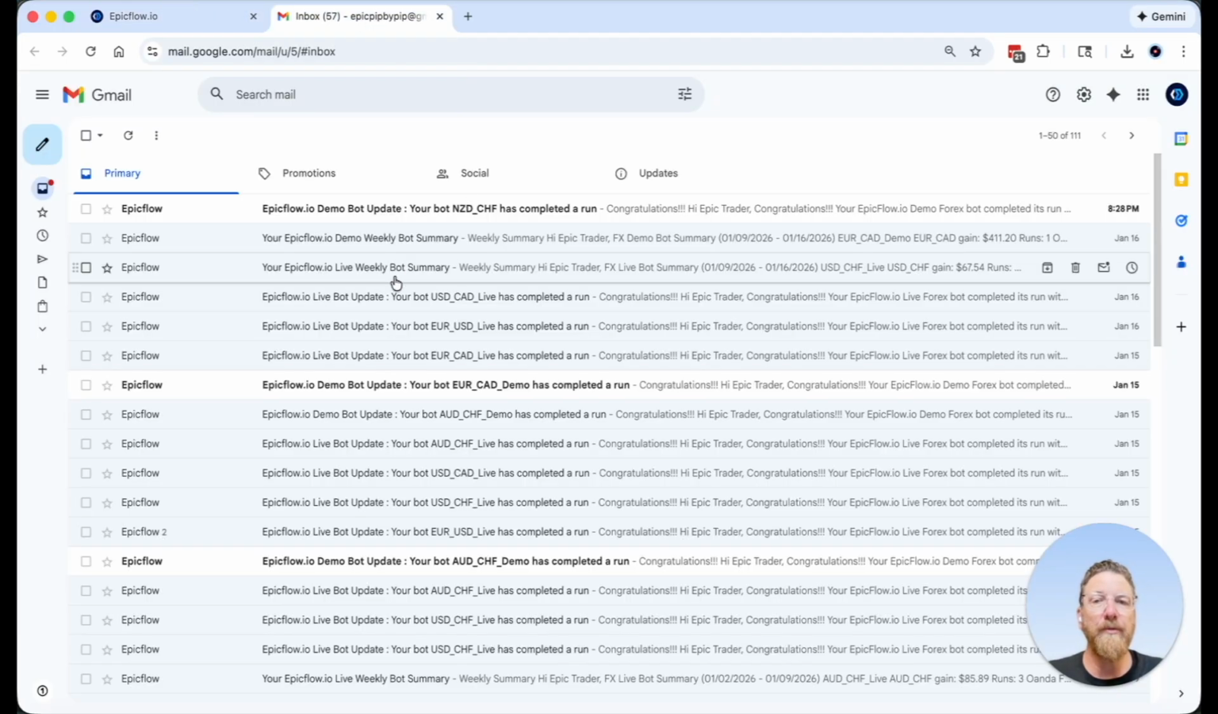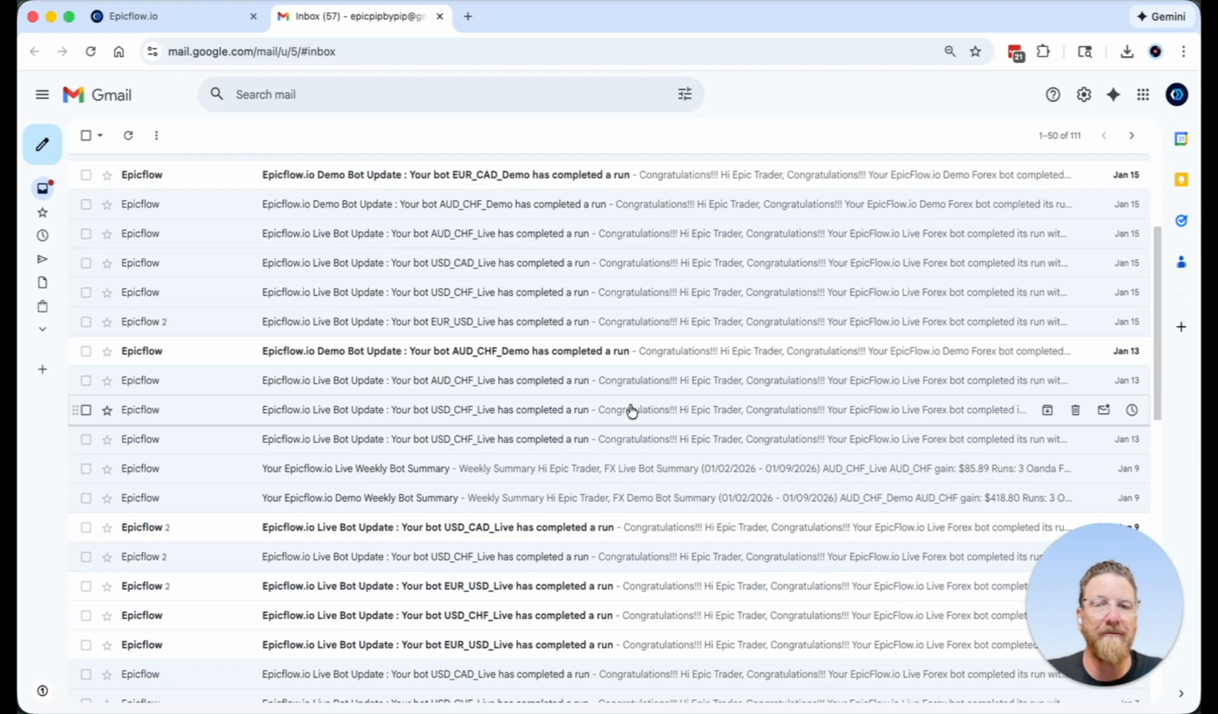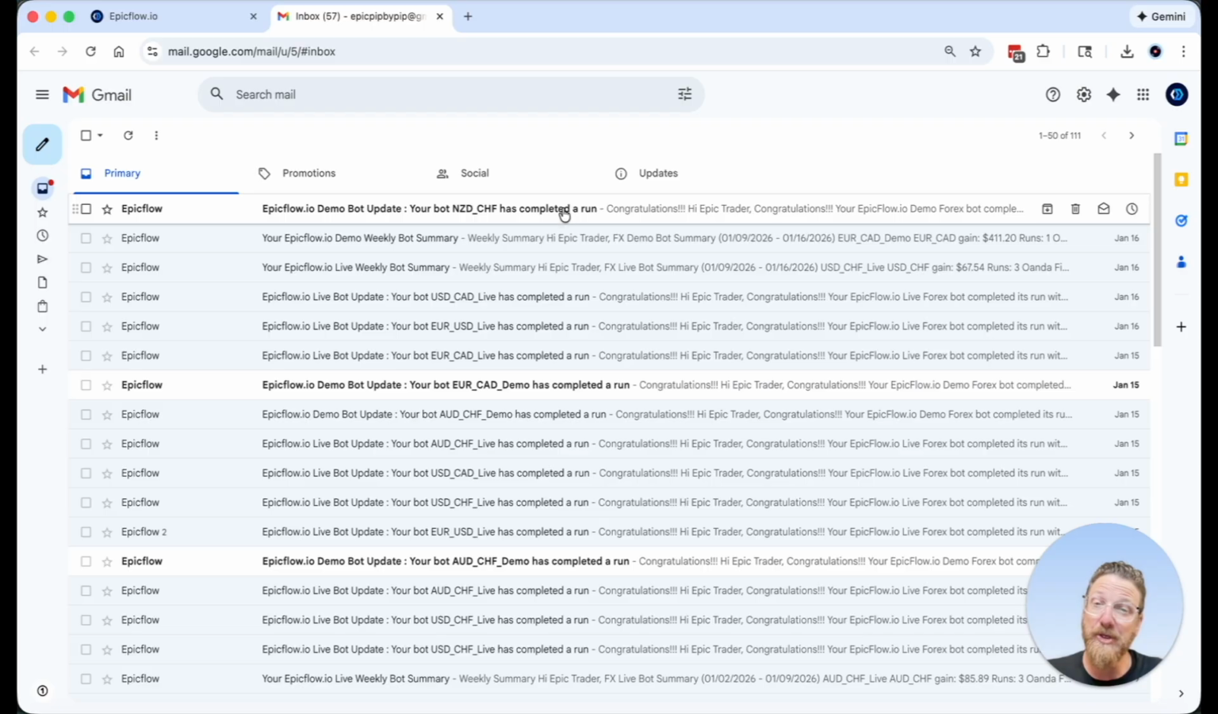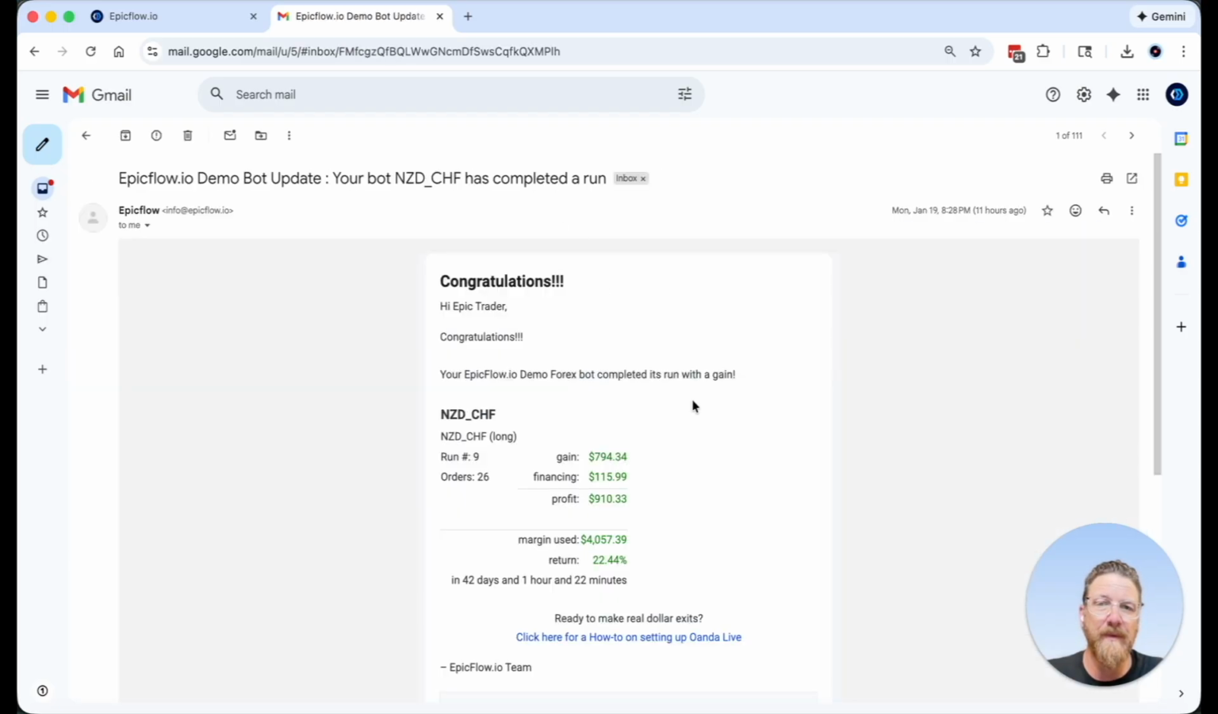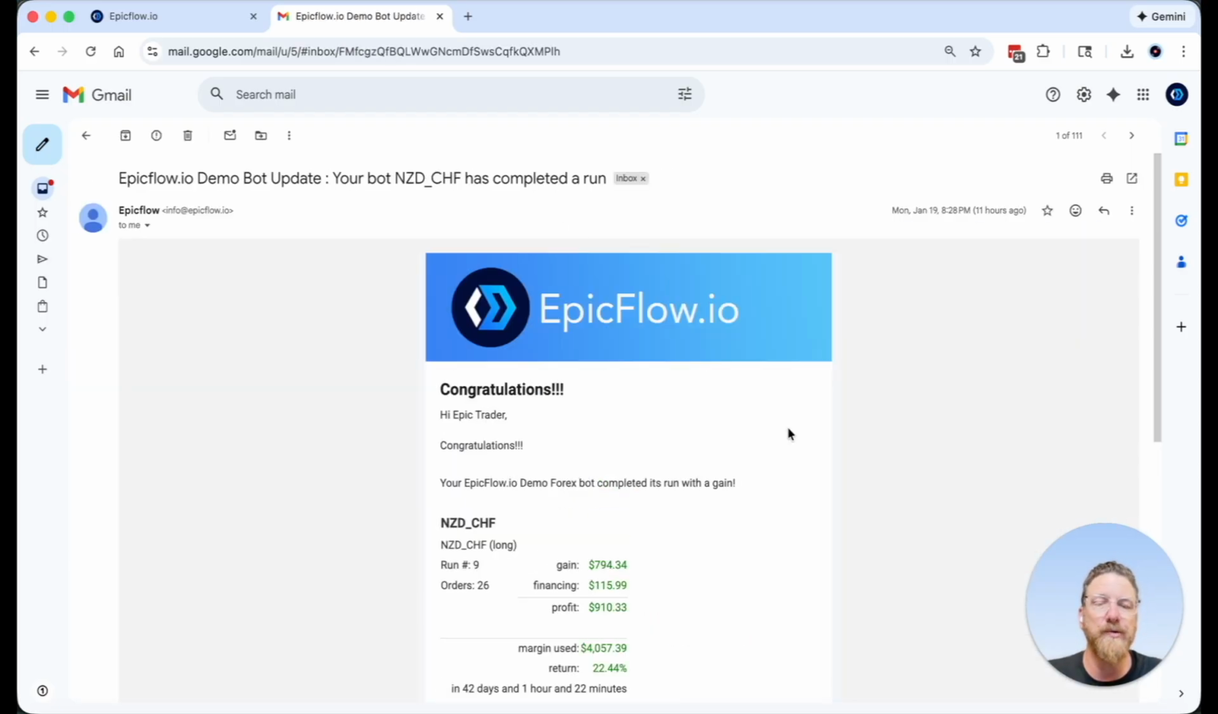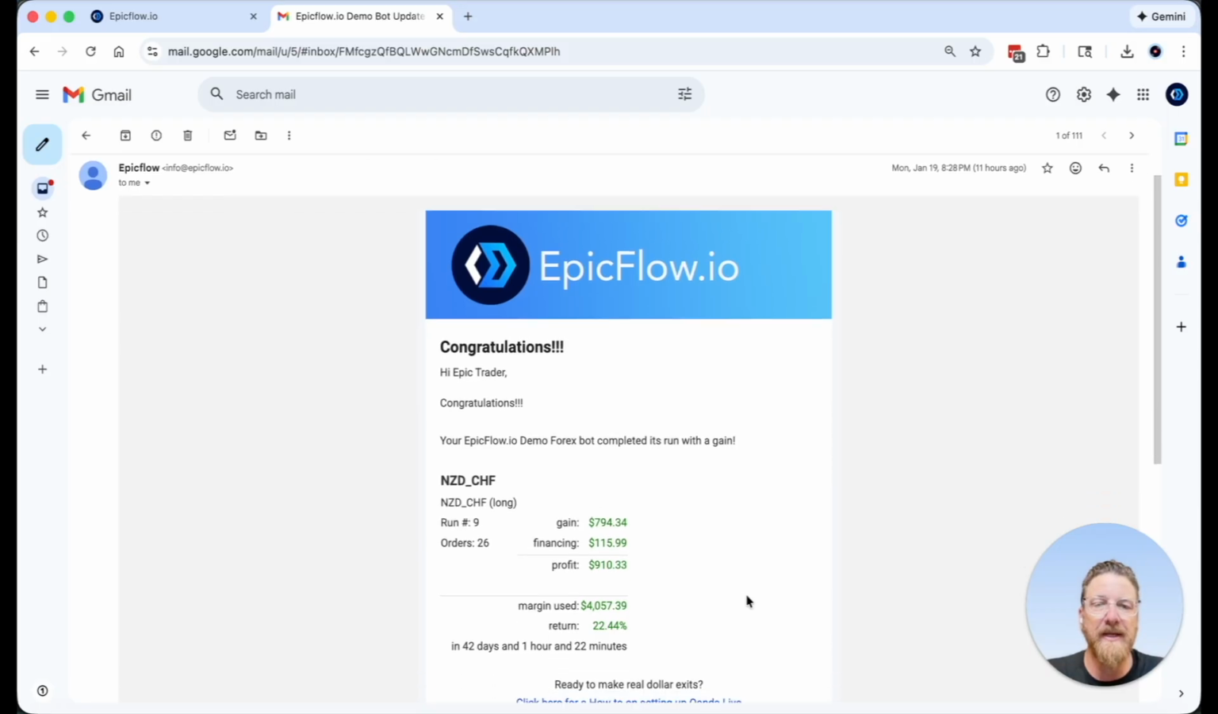If we go through the emails, you can see we've had a large number of exits. Each one of these where you see completed or run was an exit. This account has both a demo and a live. However, the majority of the exits were on the live, but I did want to show one on the demo. The New Zealand Swiss franc had a huge run up yesterday and generated a significant amount of profit. This was a 42-day run.